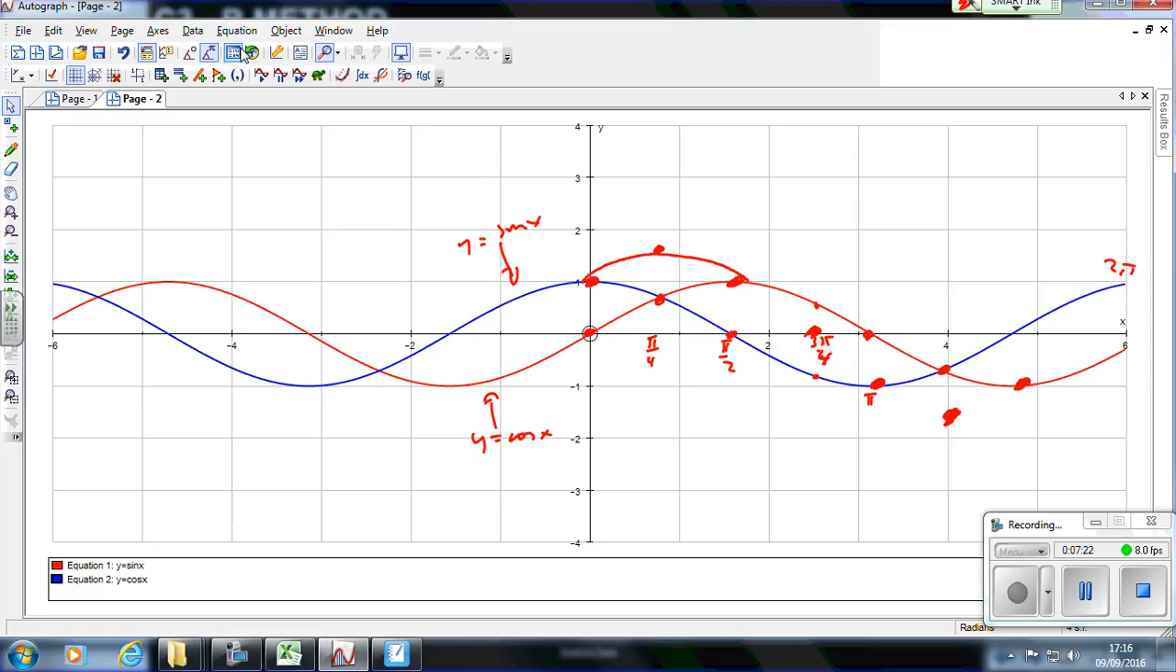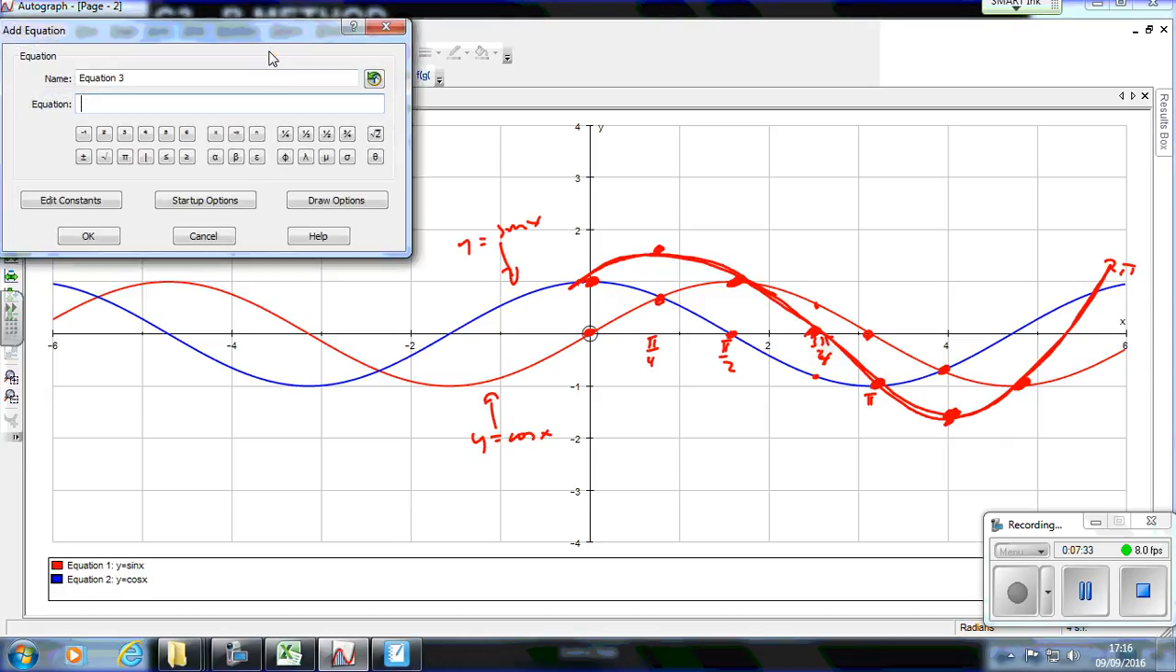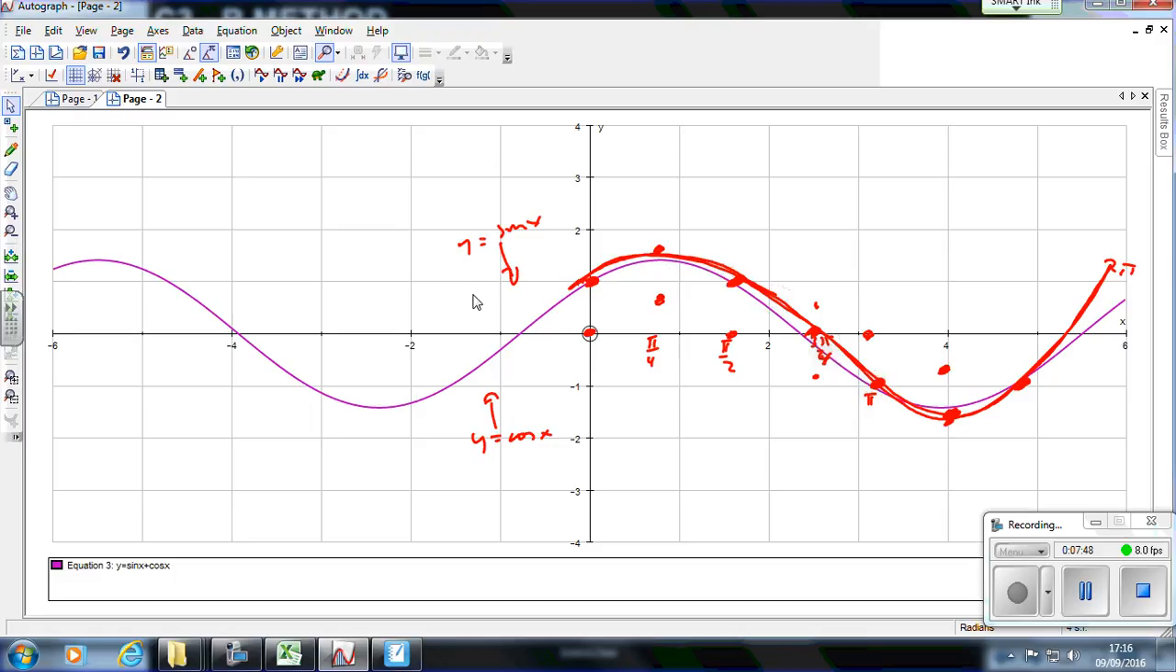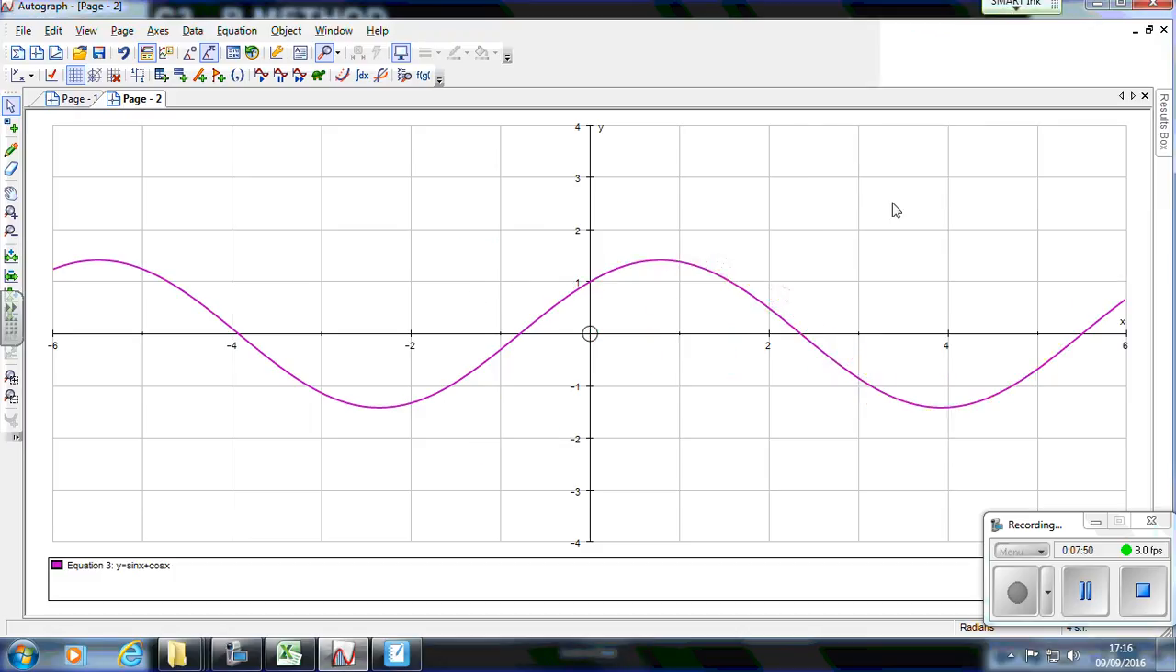Now if I join my points together, like so, and then actually use Autograph to see if I'm right. So I reckon if we add those two graphs together, we get my red graph. And huzzah! That purple graph is almost bang on, isn't it? Bang on what I had before. There we go, there's the purple graph. Now that purple graph represents sine x plus cos x.